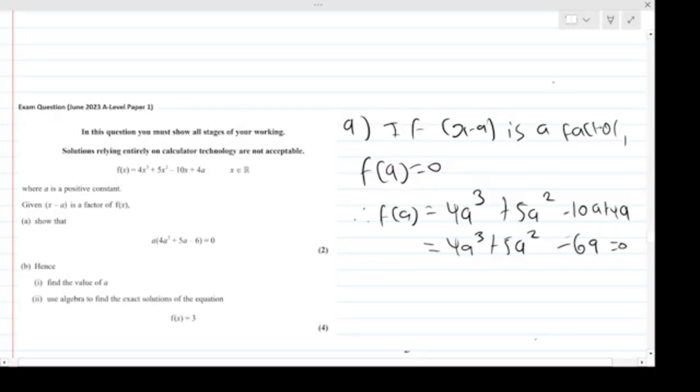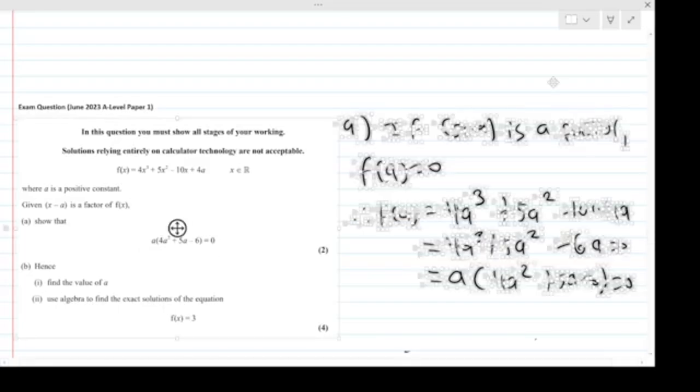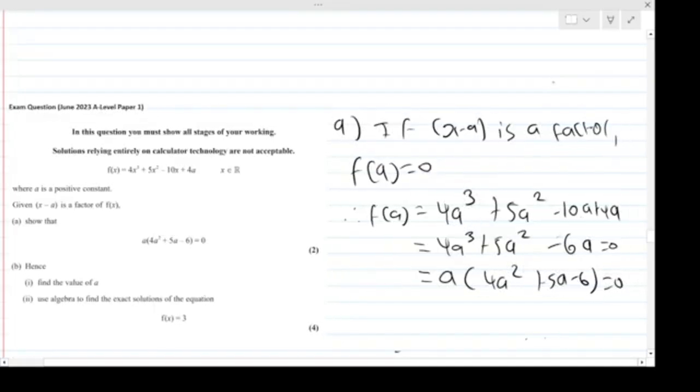Well then, I can factor an a out because a is now common to all terms. So then I can say that's equal to a, lots of 4a squared plus 5a minus 6, and that's equal to 0. Well, there we are then. That matches what I got: a lots of 4a squared plus 5a minus 6 equals 0. There we are. Cool.